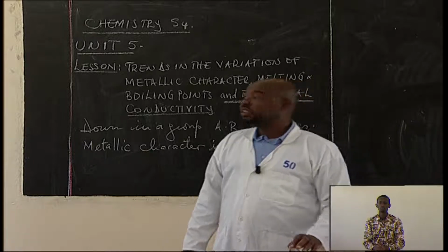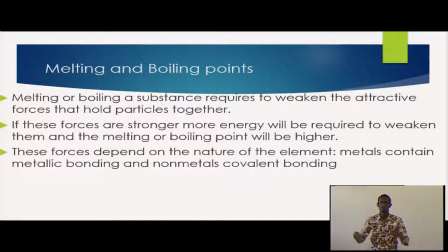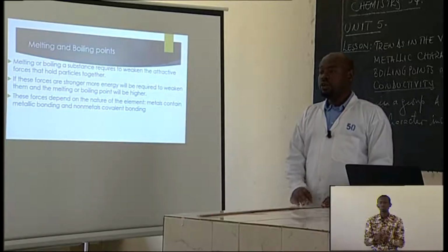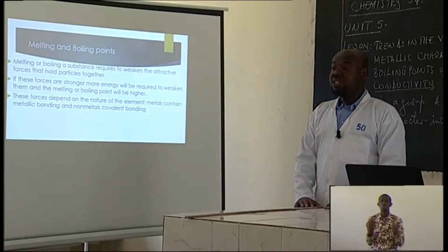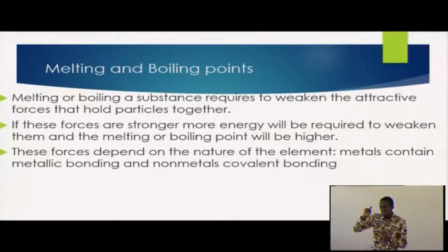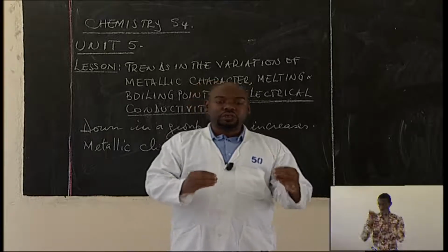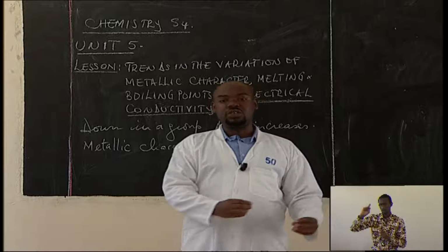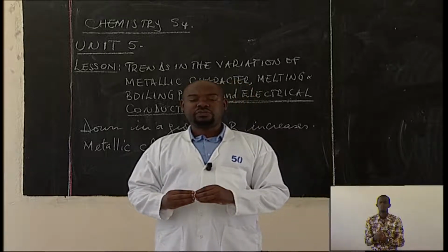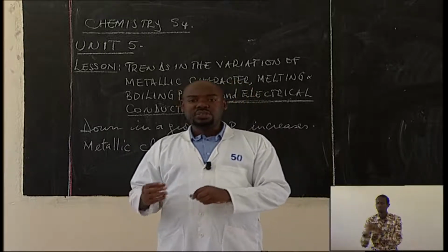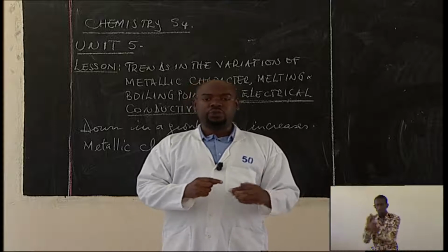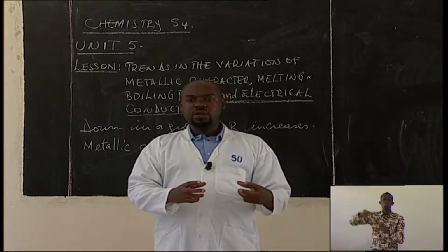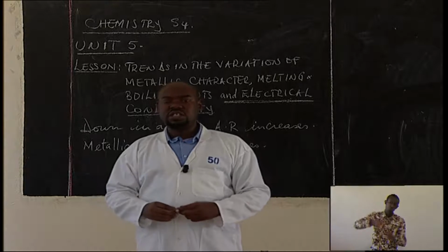And the next property is melting and boiling points. What does melting mean? What does boiling mean? When you are melting a substance, you are transforming it from the solid state to the liquid state. Boiling a substance means that you are transforming it from the liquid state to the gaseous state.